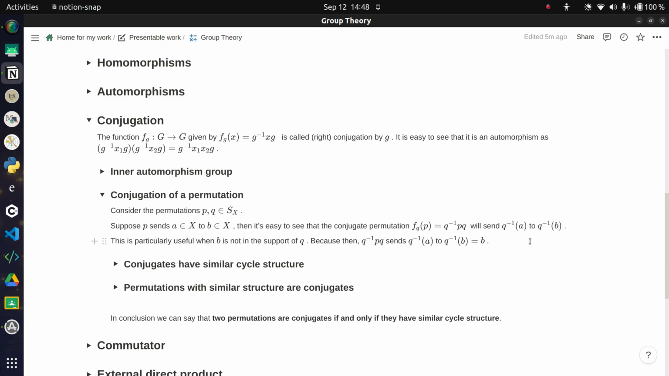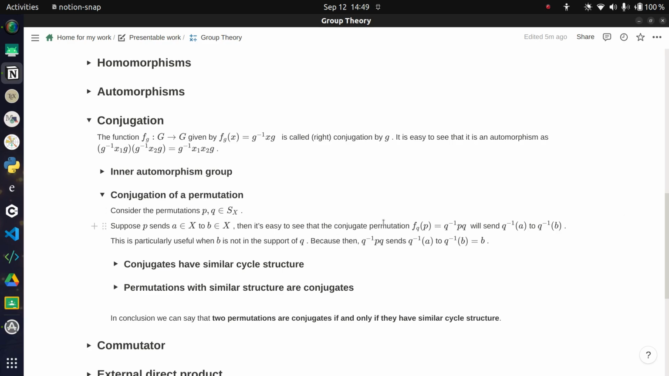So that's mainly what we will be using conjugation for. You have an original permutation P, you want to get another permutation with the same structure as P, but such that every element in the support of P is now mapped to some other element, which is given by Q inverse of A, right?